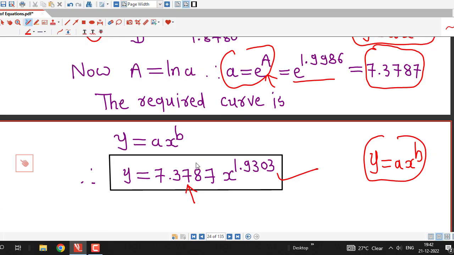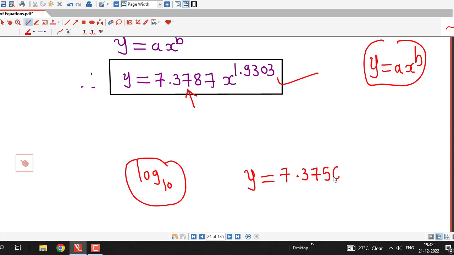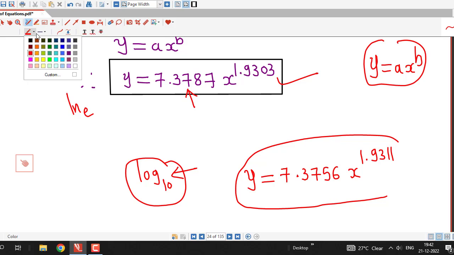Now suppose you want to use another logarithm, to the base 10. So I have done my calculations using logarithm to the base 10 also, and I find that my answer is 7.3756 x to the power 1.9311. This is the answer using logarithm to the base 10, and this is the answer using logarithm to the base e. And you can compare this answer.